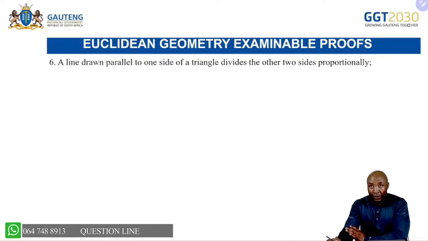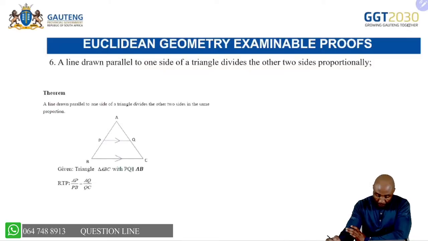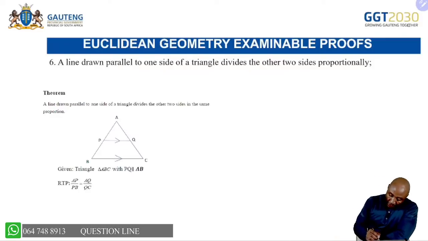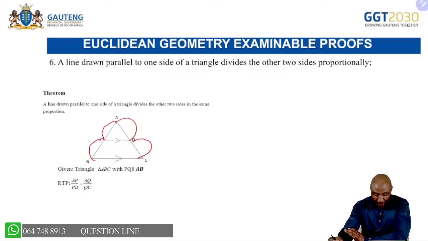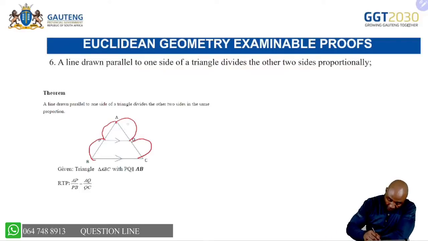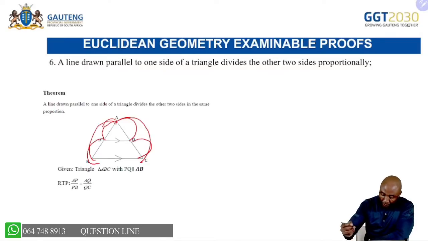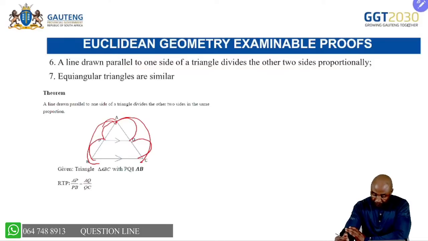For grade 12, we did a line drawn parallel to one side of a triangle divides the other two sides proportionally. That's our proportionality theorem. There we are supposed to prove that the sides are in proportion, and it can come as well having many versions that you are supposed to prove, because you can prove that AQ over AC is the same as AP over AB as well. So you must also look at what the question has asked you to prove there on that theorem.